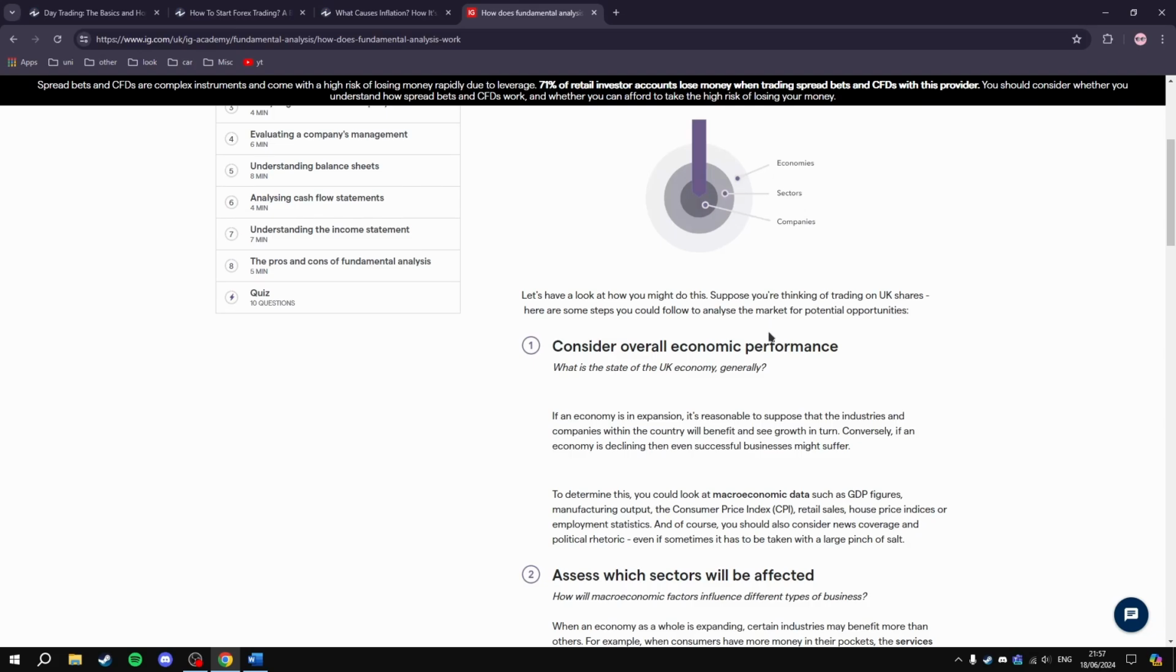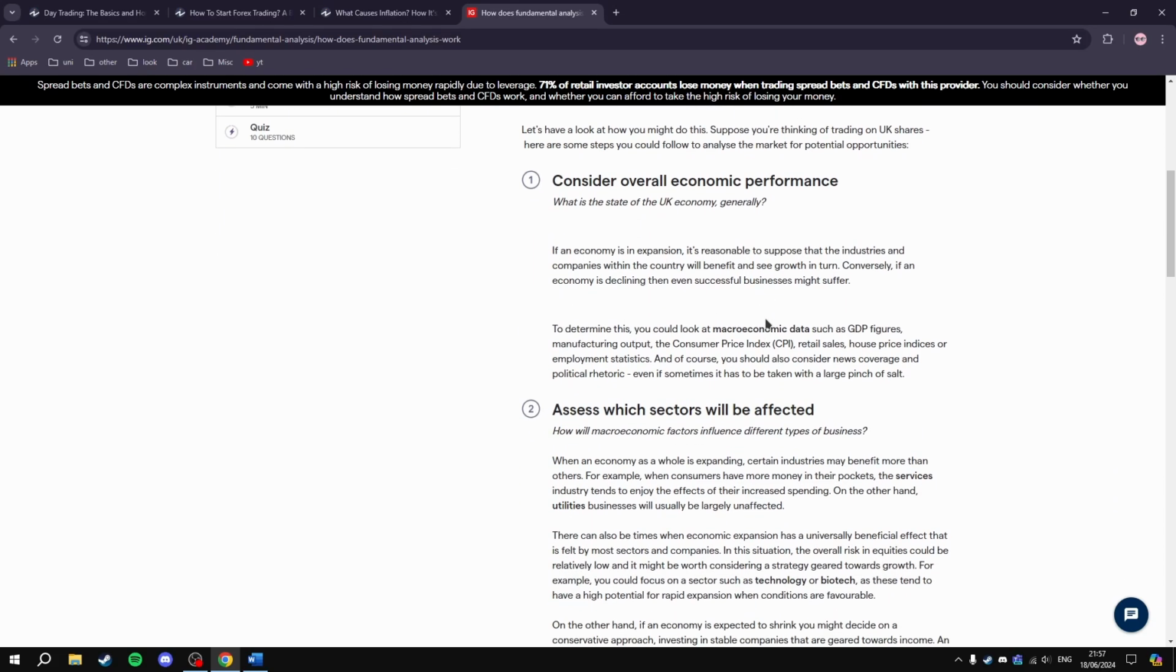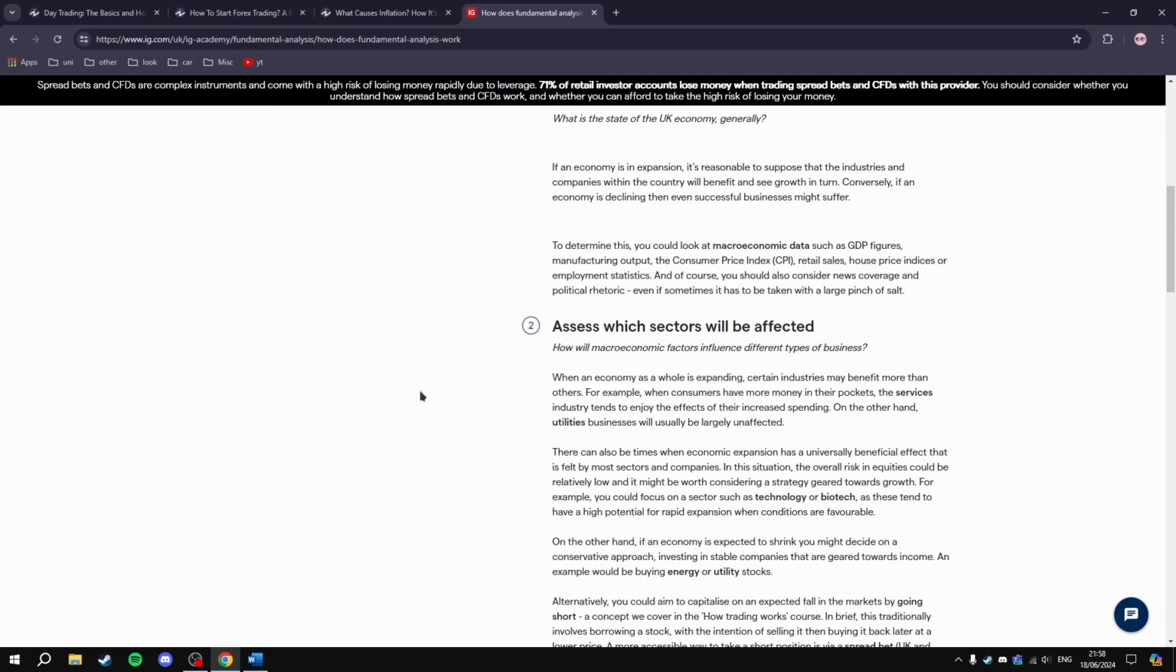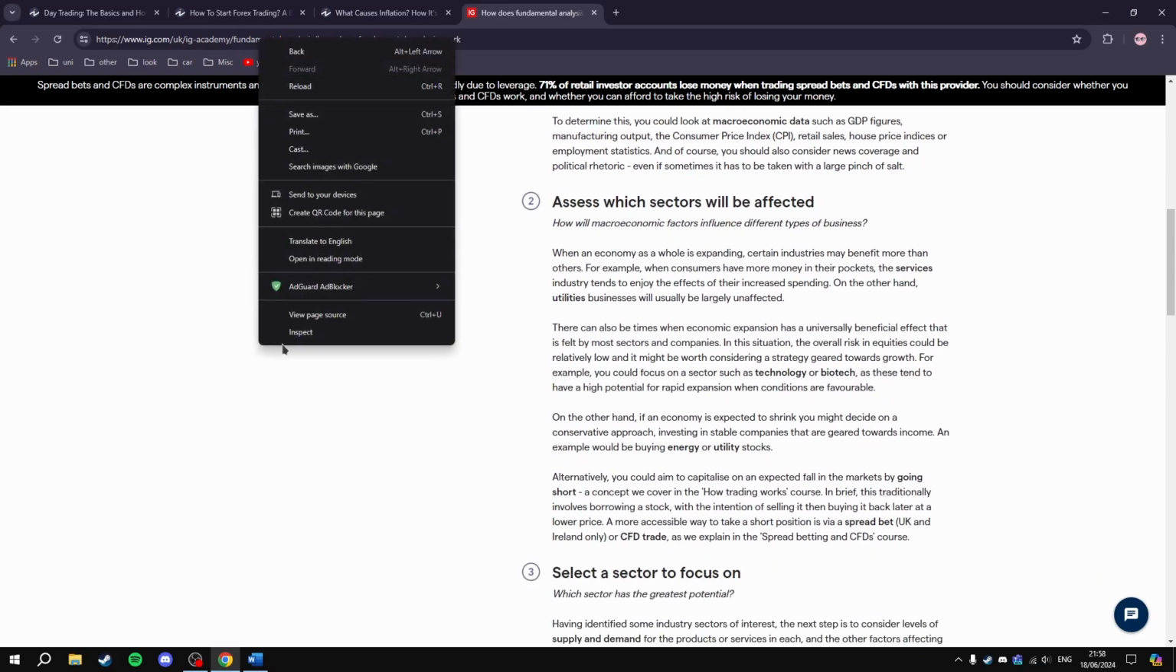So consider the overall economic performance. We could do that by looking at the macroeconomic data such as the GDP figures, manufacturing output, CPI or consumer price index, retail sales, house price indices or employment statistics. Also include or consider news coverage and political rhetoric. And then we look at which factors will be affected. So how will macroeconomic factors influence different types of business?